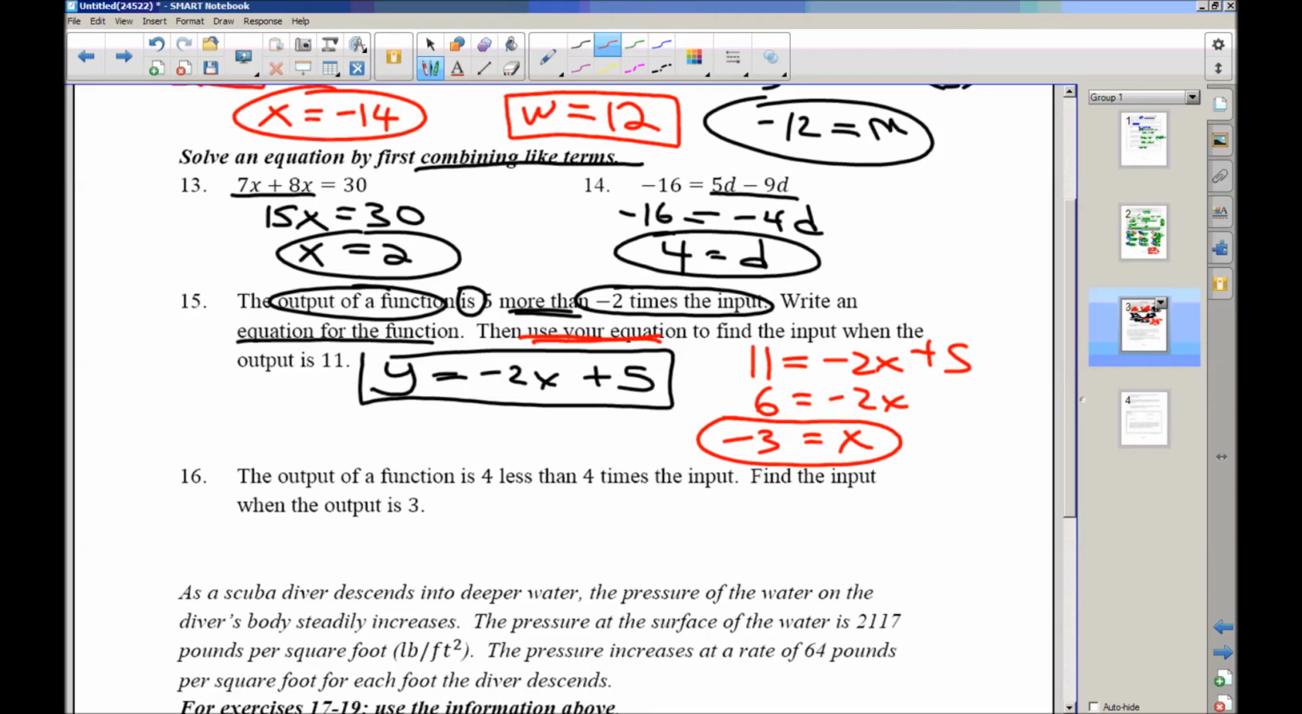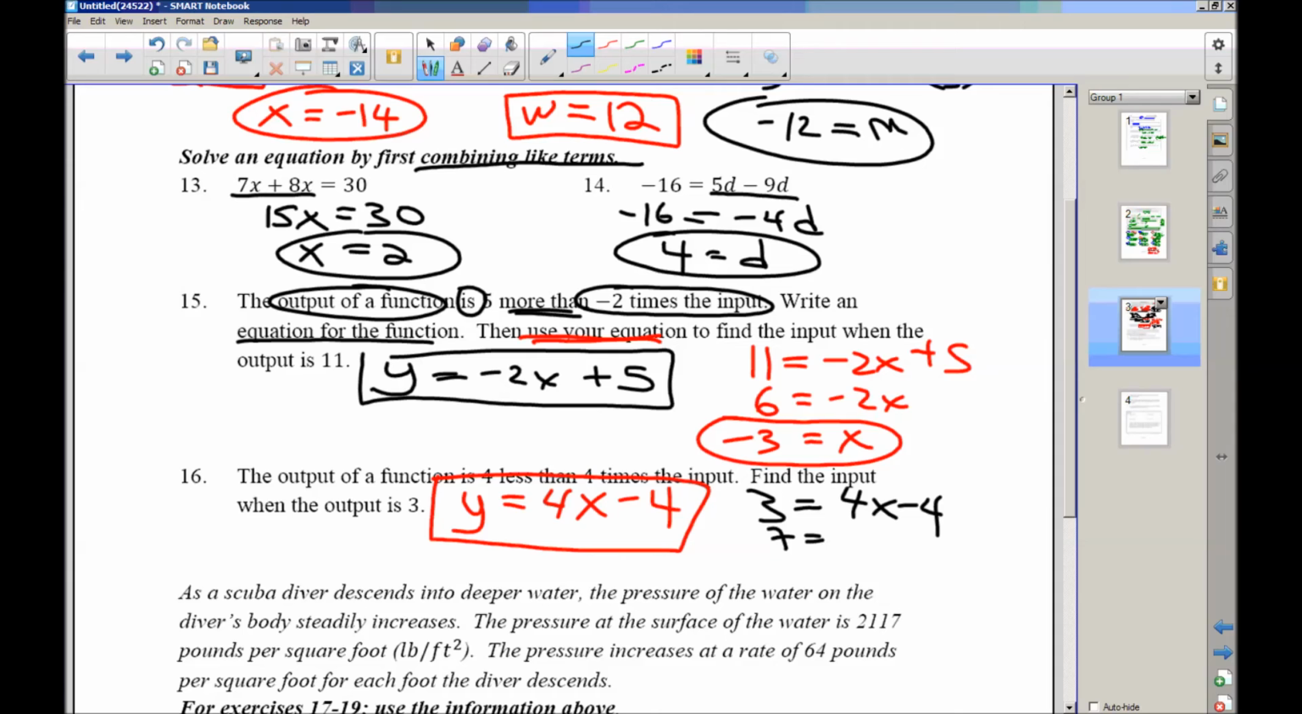Number 16, the output of the function, which is y again, is 4 less than 4 times the input. There's 4 times the input. Here's the less 4, and that's my first answer. And my second answer says use my equation to find the input when the output is 3. So the output is 3, and we want to find the input. So we add 4 to both sides to get 7. And then we divide both sides by 4 to get 1.75.